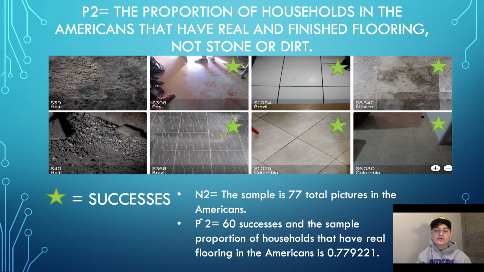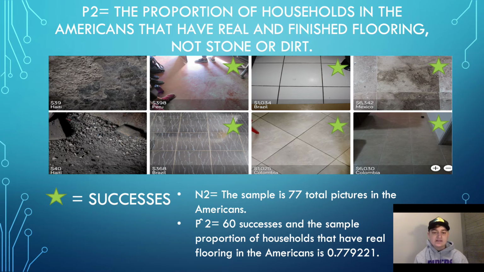And my other data from the Dollar Street website is from the Americas, and my P2 is the proportion of households in the Americas that have real and finished flooring, not stone or dirt. So just like I stated for Africa, to be successful, you have to have real flooring that's finished. It could be carpet, tile, anything, just not stone or dirt or not finished.